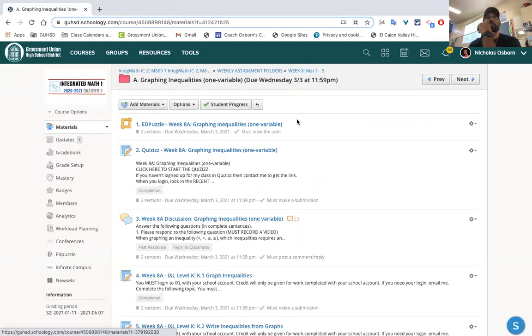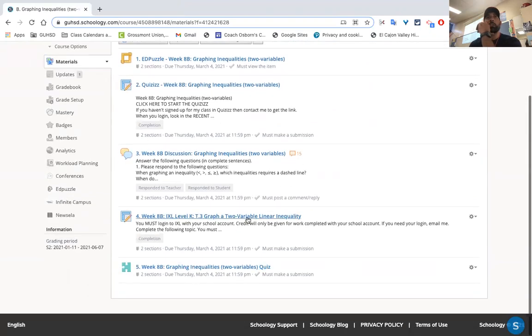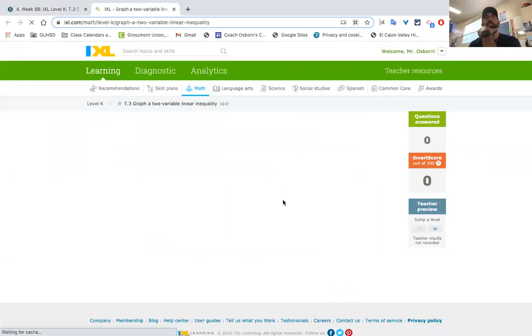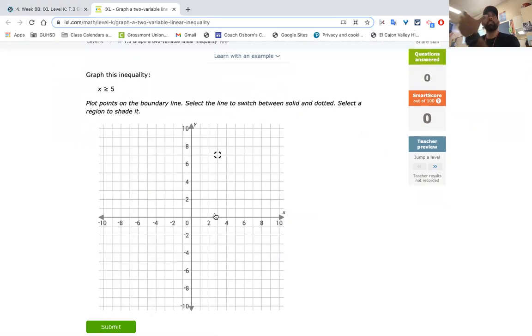And then the next day, it was two variables. And when you deal with two variables, basically you're dealing with x and y. If you think x and y, we're talking about a coordinate plane or a graph. And not only are we having to graph a line, but now we're having to add in this shading component. Okay, so now x is greater than 5.